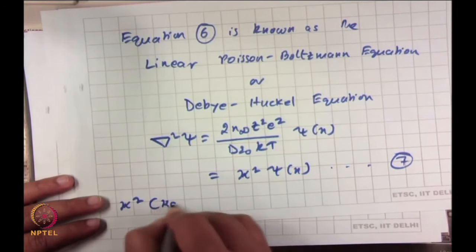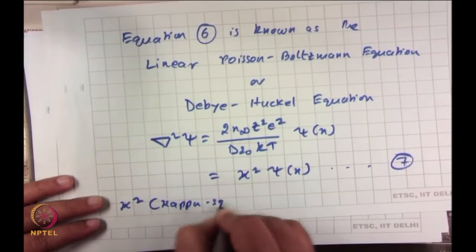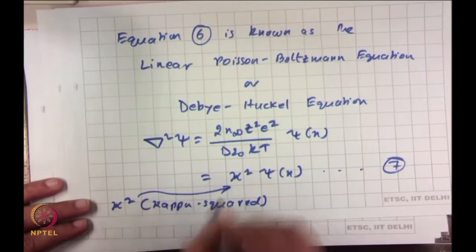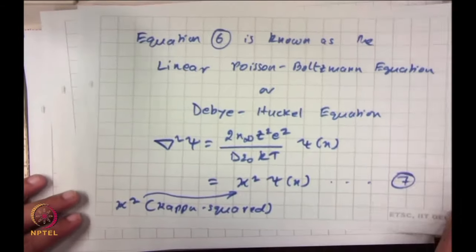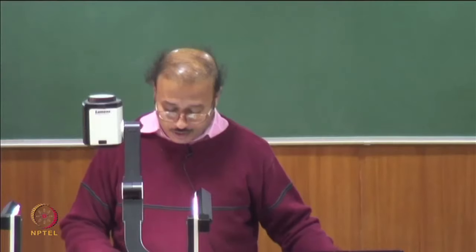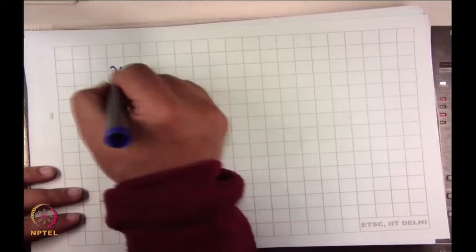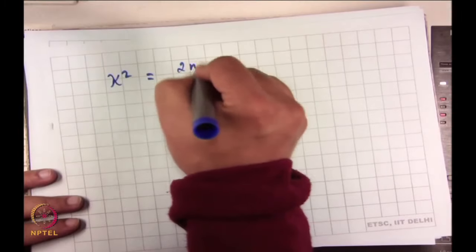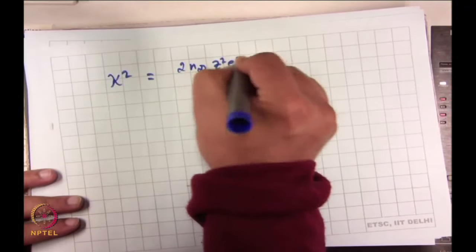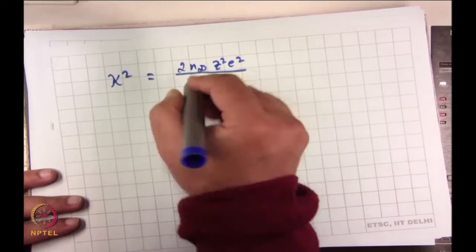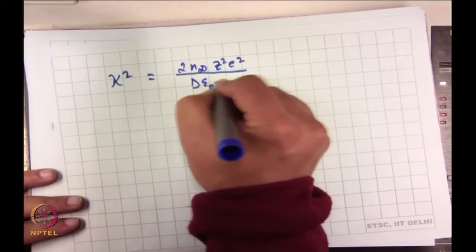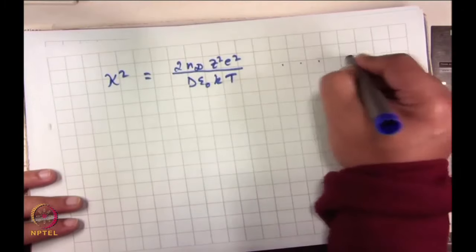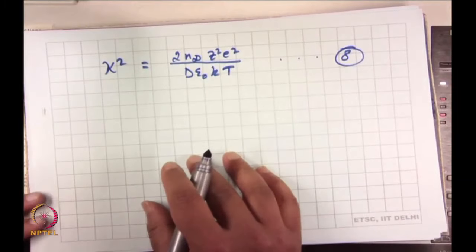So, I can write kappa squared, which is this guy. So, what is my kappa squared equal to? My kappa squared, based on our definition, is equal to 2 n infinity z squared e squared by d epsilon 0 k T, right. So, let this be 8.